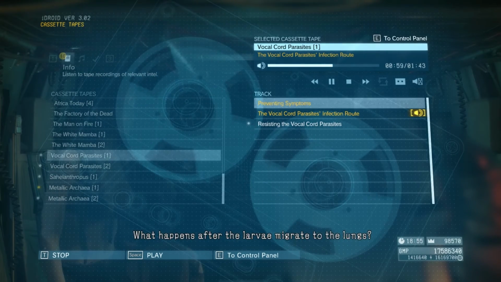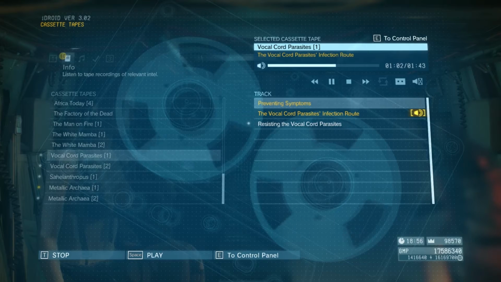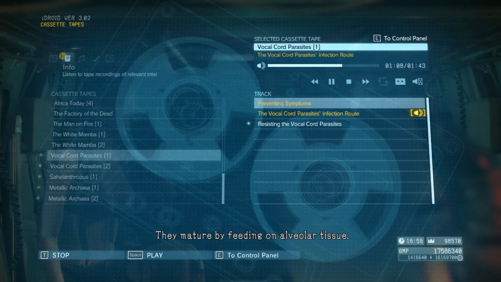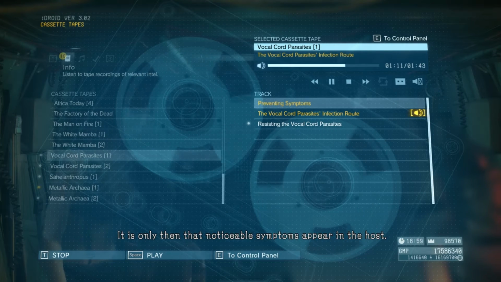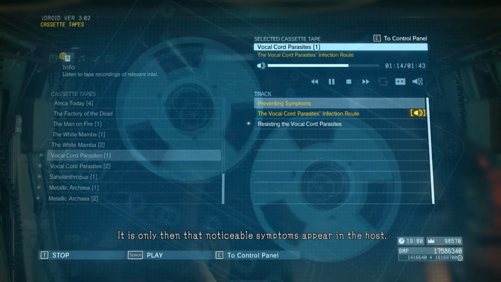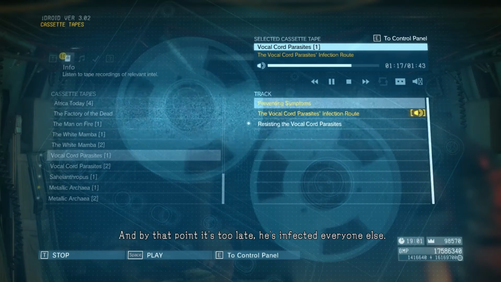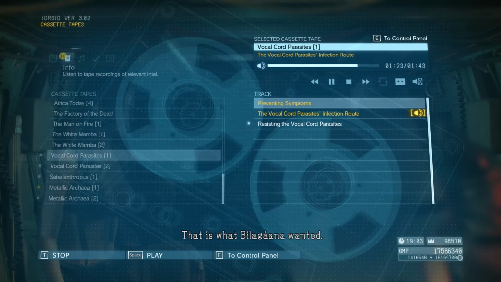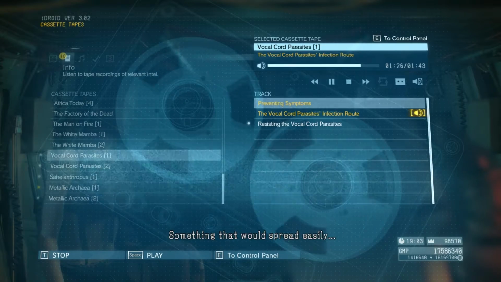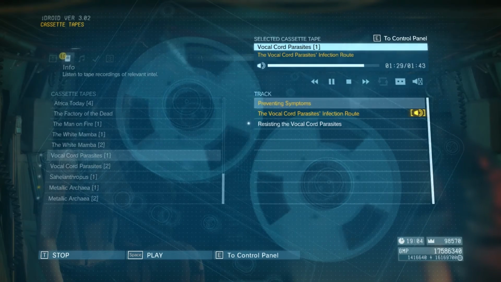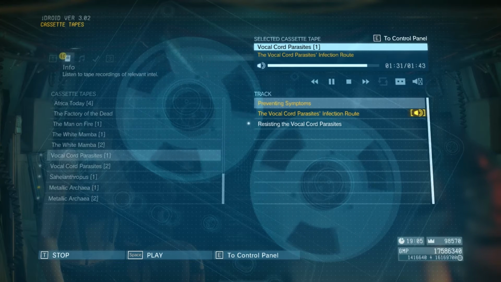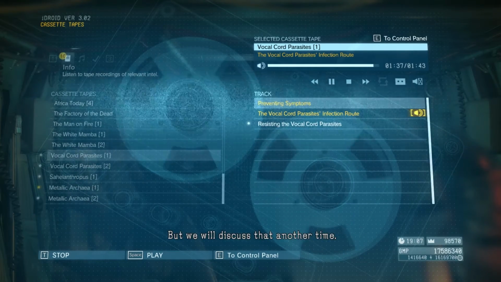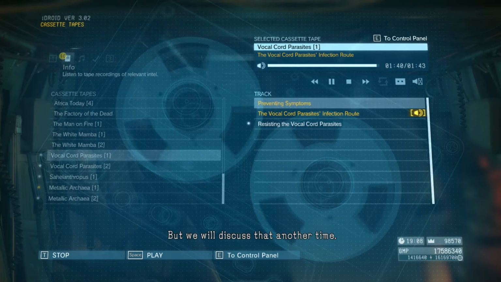All right, so what happens after the larvae migrate to the lungs? It is as I said before. They mature by feeding on alveolar tissue. It is only then that noticeable symptoms appear in the host. And by that point, it's too late. He's infected everyone else. It's one hell of a weapon you've created. That is what Blag Ana wanted. Something that would spread easily. In truth, he's not the reason. But we will discuss that another time.